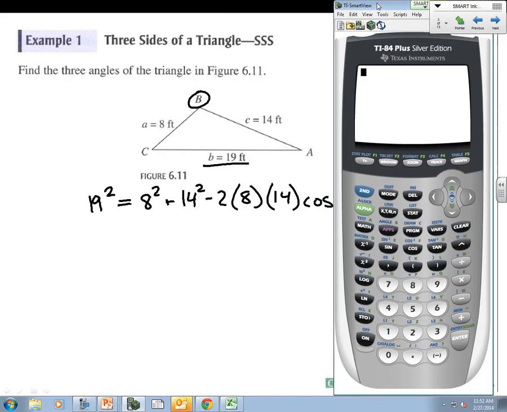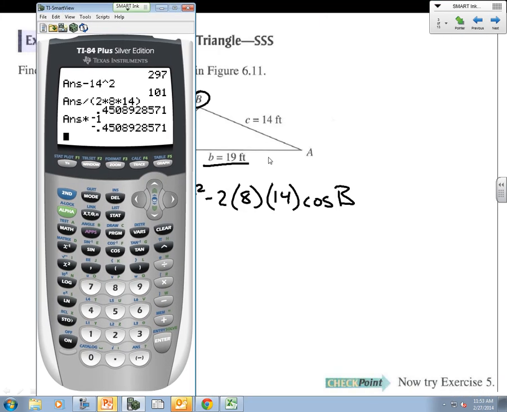And what do we have here? We've got 19 squared minus 8 squared, which is 64, minus 14 squared, just moving things over to the other side. 101, and then I'm going to divide by 2 times 8 times 14. And, oops, should have divided by a negative there. So let me times by -1 so we can put a negative on it. All right, so we have negative 0.45.